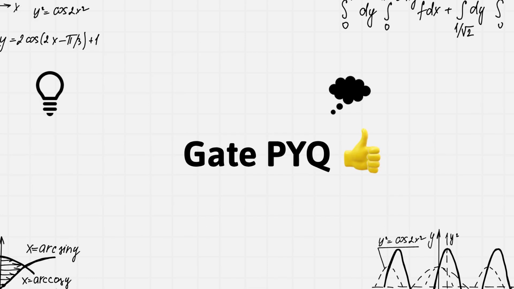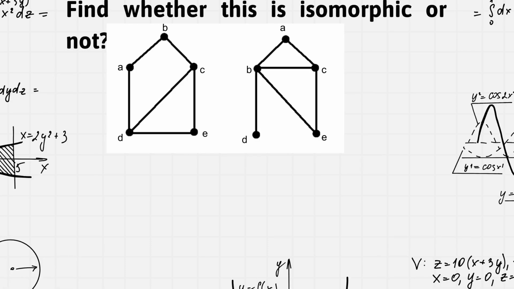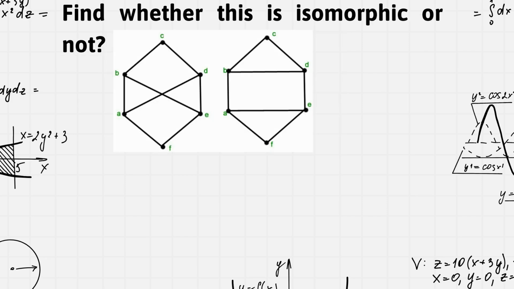Finally, let's look at some practice questions based on previous GATE exams. Considering the two graphs shown, we can see that the graph on the left has a cycle of length 3, specifically the path ADC. The graph on the right does not contain any cycles of length 3, indicating they are not isomorphic.